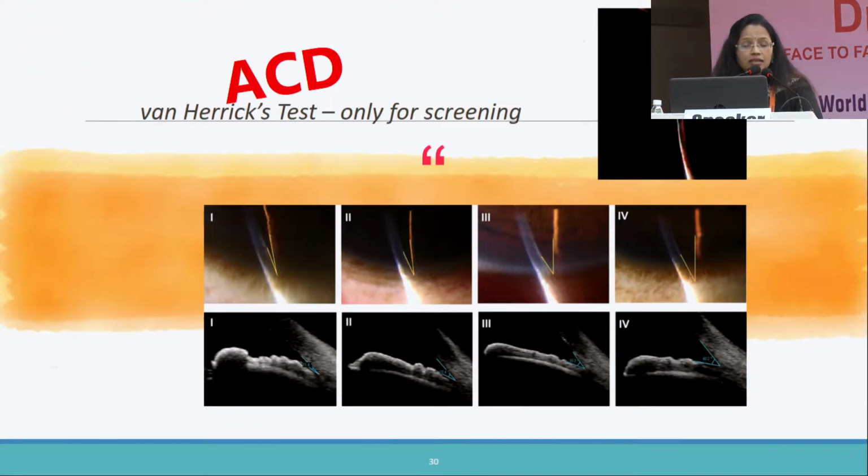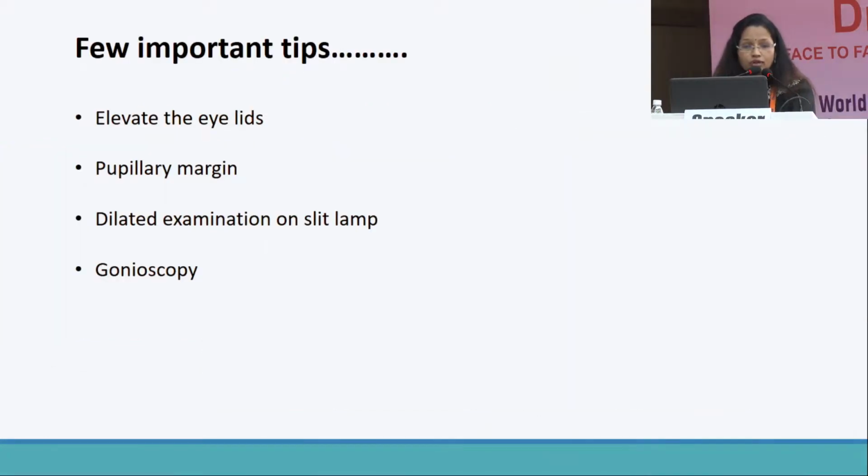Now another thing is that whenever you have a very, very busy practice and you are just unable to do gonioscopy in all the patients, this Van Herrick's test is very, very good screening modality for your glaucoma patients in busy OPD. And then once you have done the ACD and you find that it is shallow, then you have to do gonioscopy for all your patients.